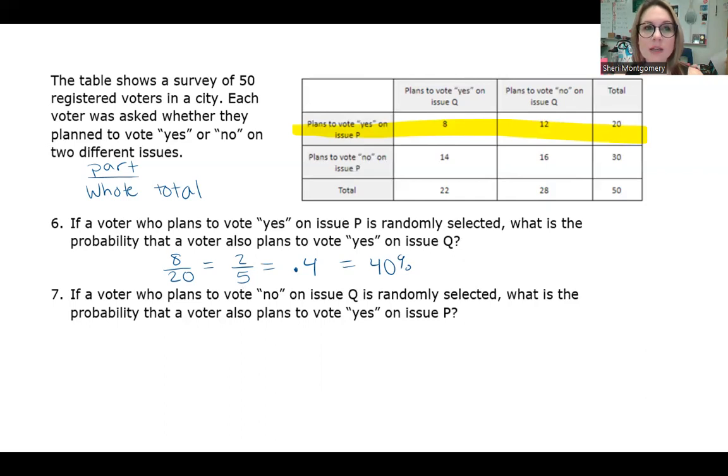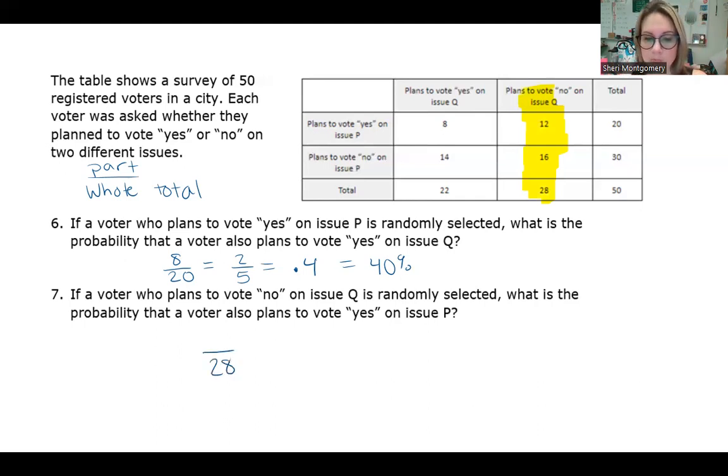The next one, 7. So I'm going to delete my highlight because that's what I was saying. You have to read it differently each time. If a voter who plans to vote no on issue Q, that's where I need to look. I need to find issue Q and they plan to vote no. So I'm looking down this column. So I know that my total is going to be out of 28. So you find your total from the beginning.